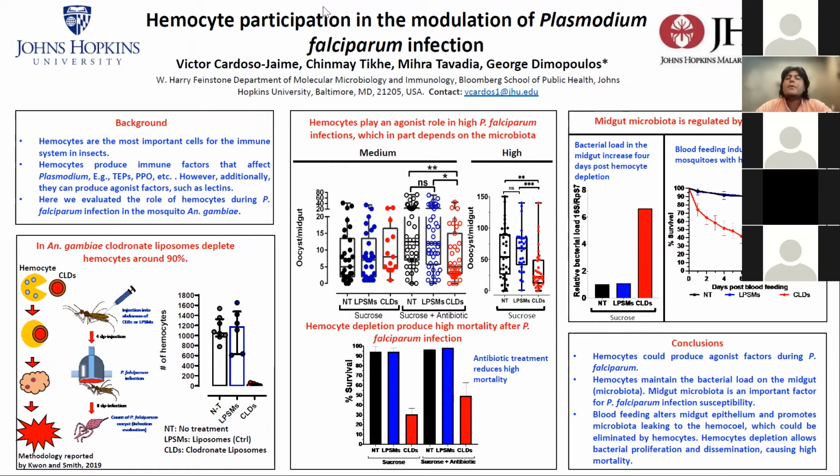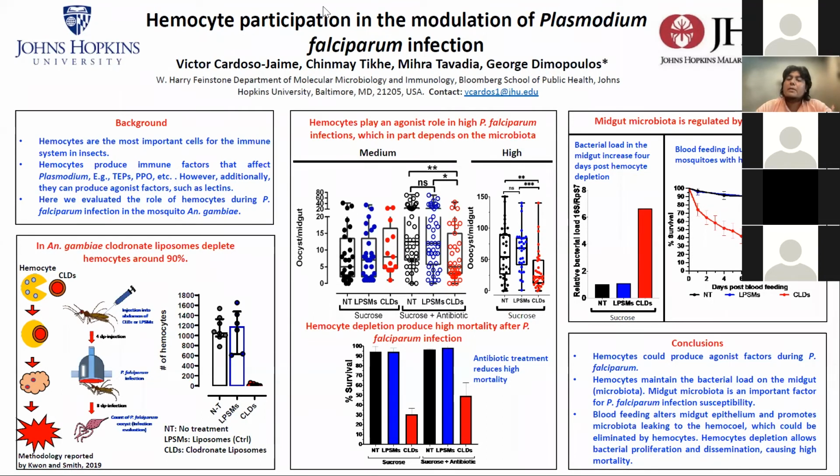Surprisingly, we analyzed the bacterial load in the midgut of mosquitoes with hemocyte depletion, and we observed an increase in the bacterial load in the midgut in these mosquitoes, suggesting that the hemocytes are regulating the bacterial load in the midgut in some way.